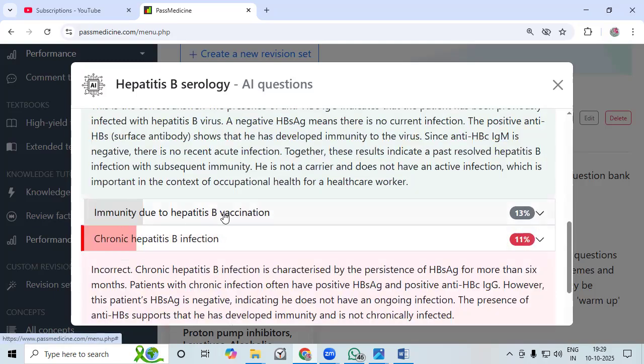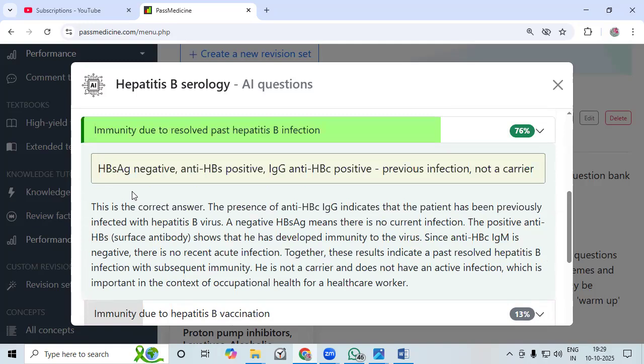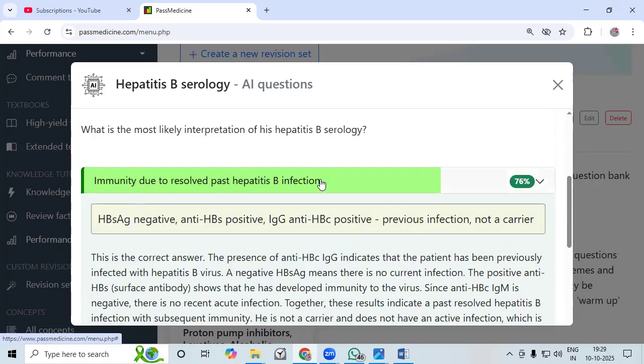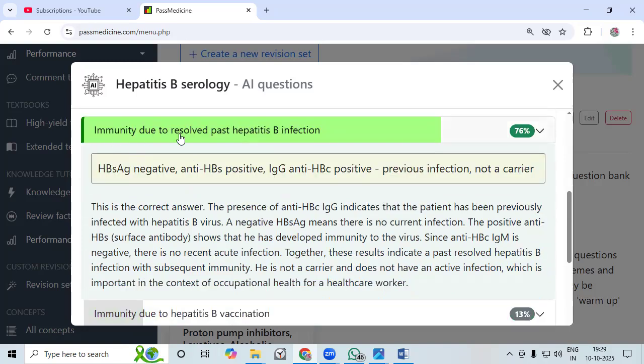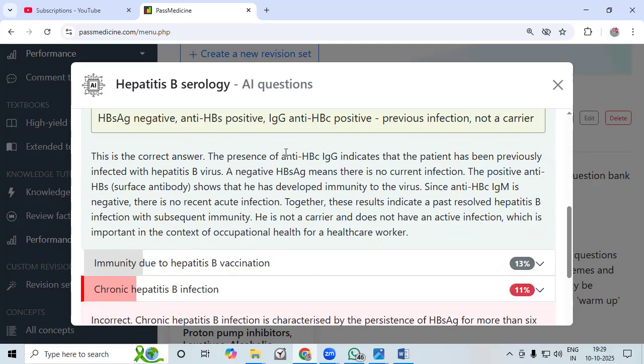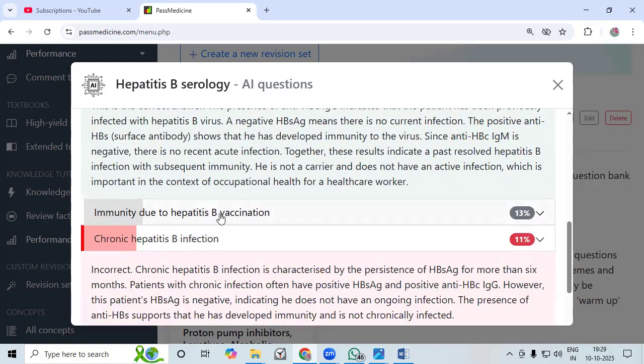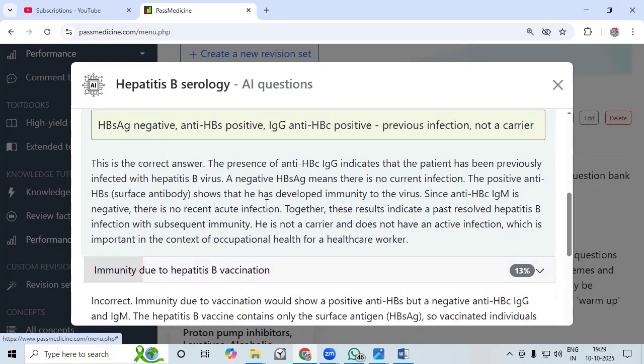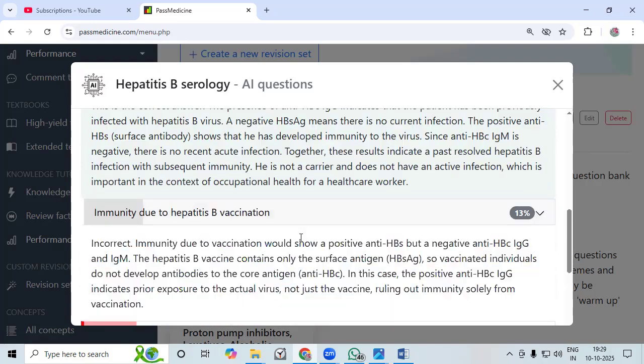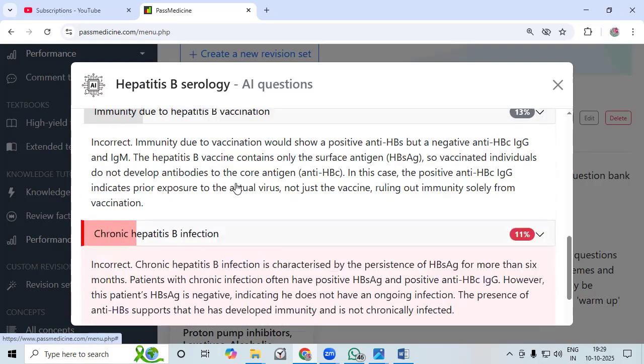Were you confused between this or this? Yes, I was confused between the second option and the third option. You were actually correct in the first instance: immunity due to resolved past hepatitis B infection. The presence of anti-HBc IgG indicates that the patient has been previously infected with hepatitis B virus. So that is resolved. Vaccination will not show that. I did not see the infection part here. Sorry, my bad. I was focusing on the vaccination, so I said this will not have core antibody.